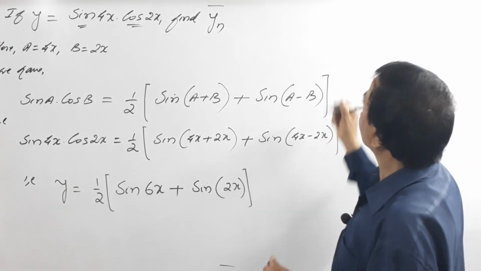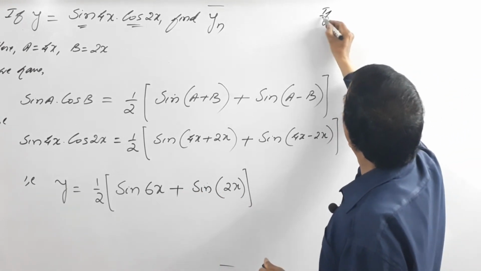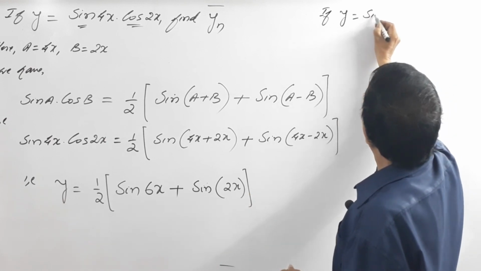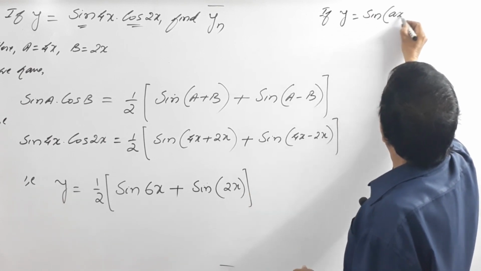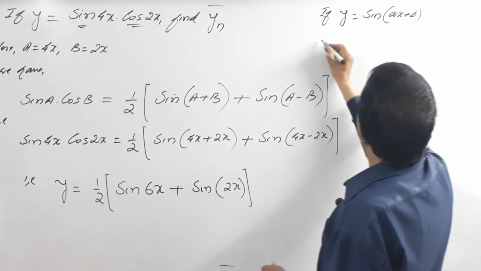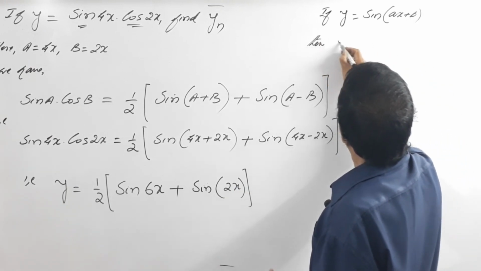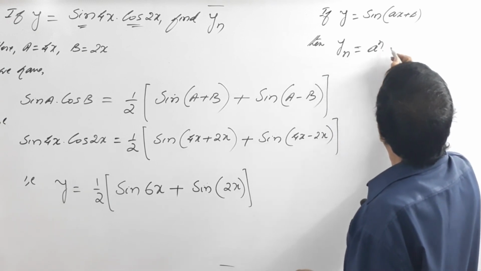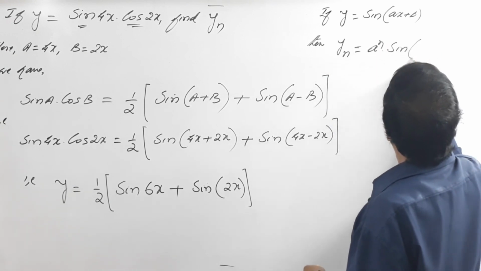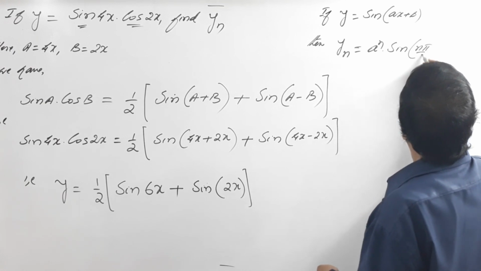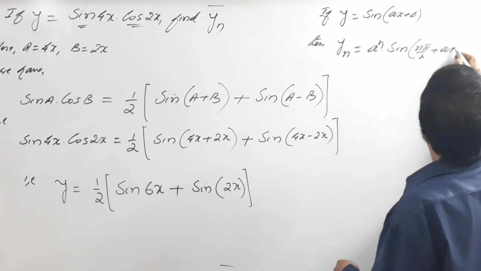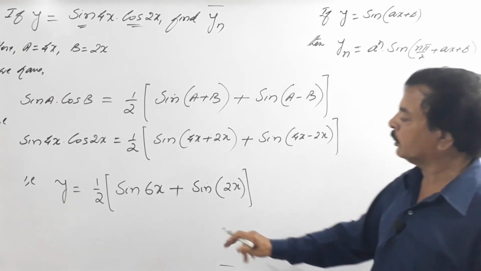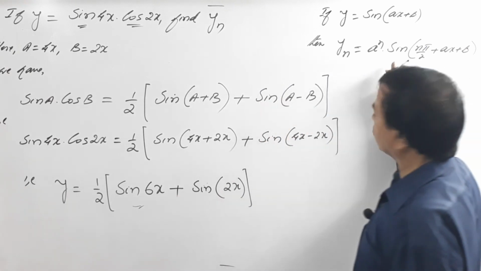What is that? We know that if y equals sin of ax plus b, then yn is a to the power of n sine of n pi by 2 plus ax plus b. That is the solution. For each term you have to use this formula.